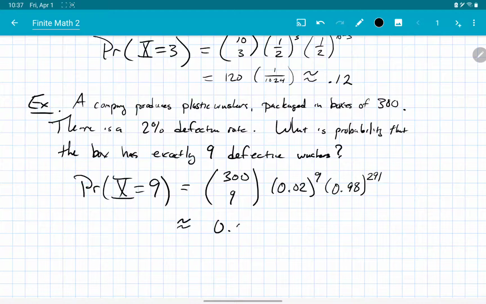Okay, so we actually do this, and we get 0.07 for the probability here. So it's a 7% chance that we'll have exactly 9 defective washers.